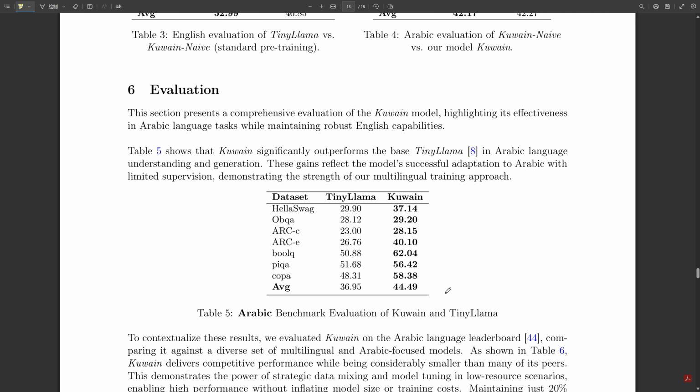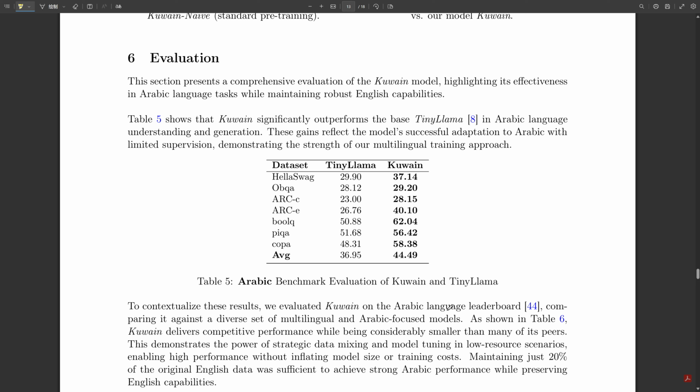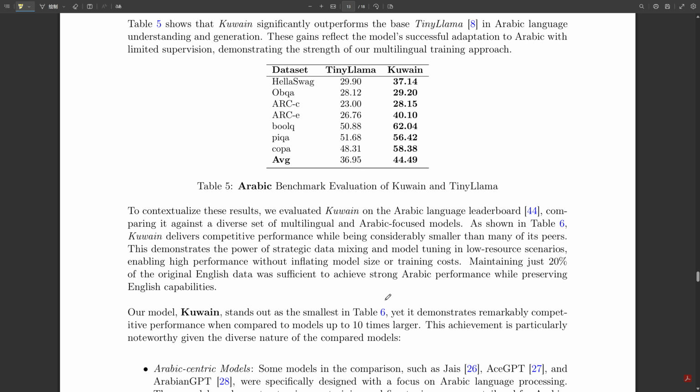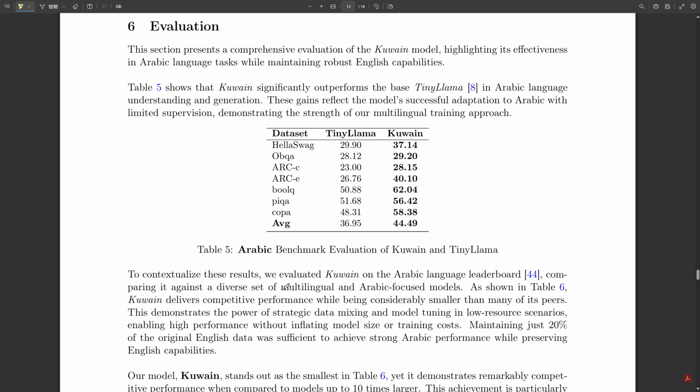And these other models, they were trained differently. Oh, yeah. The paper compares it to models like Jais, ChatGPT, and AraGPT. Kuwain's performance relative to its size is pretty remarkable. That really is a strong argument for the efficiency.